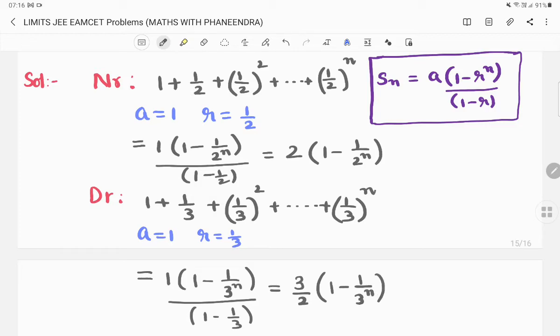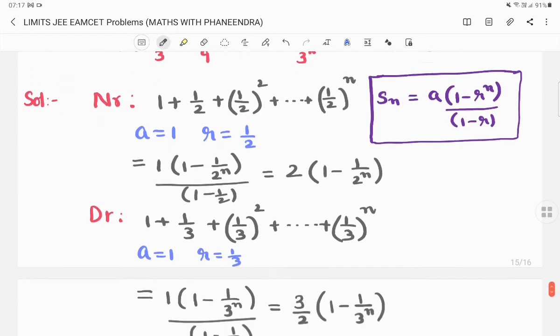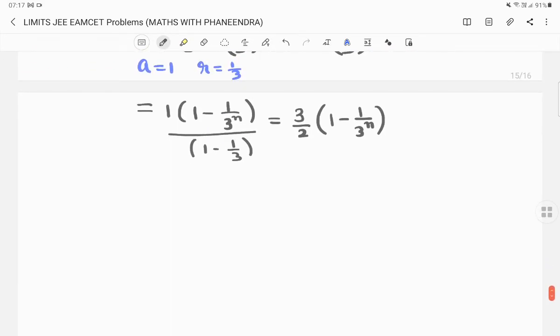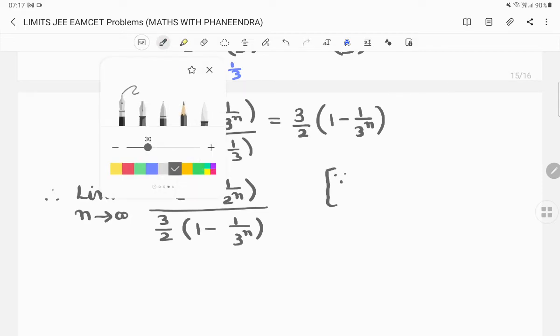So numerator value, denominator value, we got it. So now directly substitute the respective values. So the given limit becomes limit n tends to infinity, numerator value is 2 into 1 minus 1 by 2 power n divided by denominator 3 by 2 into 1 minus 1 by 3 power n. After getting this step, here a very important term we are going to discuss.